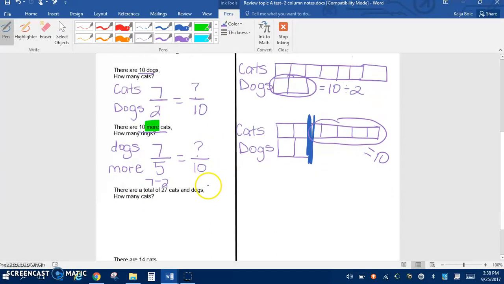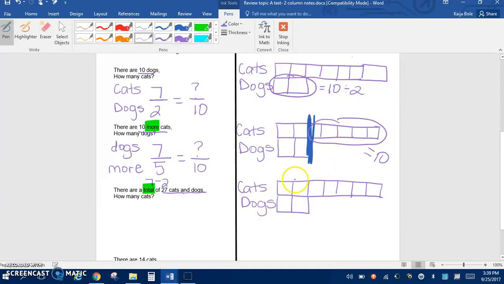Then there are two more examples here actually. There are a total, I'm going to highlight the word total, of 27 cats and dogs. So now we are drawing the same tape diagram again, comparing cats and dogs. 7 boxes on the top, only 2 on the bottom. Now they told us the total. Total means we are circling all of the boxes this time, and all of that equals 27.